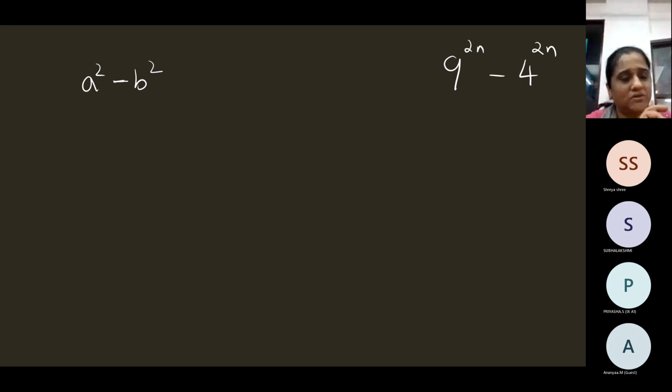So it goes with a square minus b square. Not only a square minus b square, I haven't finished, because a and b bases are different, the power is even, and it's minus. What are the factors of a square minus b square? a plus b is a factor. a minus b is a factor.